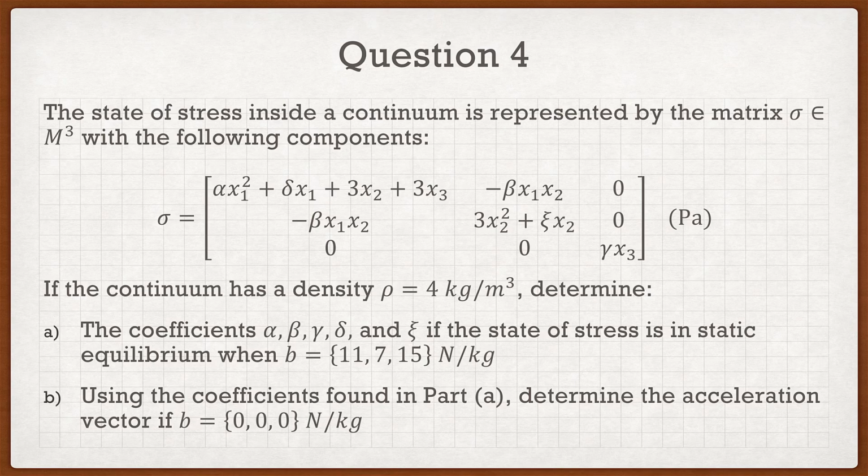And part B is actually a sneaky question, as you will see, where it says, using the coefficients found in part A, determine the acceleration vector if B is equal to 0, 0, 0 newtons per kilogram. So if B is equal to the zero vector. As you will see, it's a sneaky question, because it's really easy if you know the little trick. But let's jump into part A, because this is where students will have the most problems.